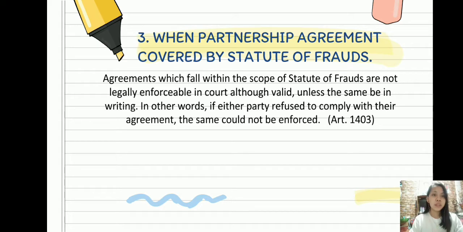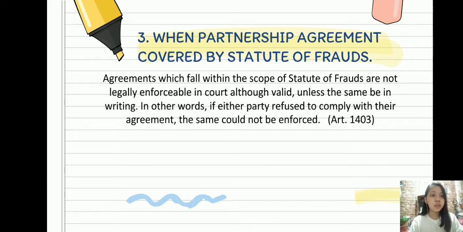Agreements which fall within the scope of Statute of Frauds are not legally enforceable in court, although valid, unless the same be in writing. In other words, if either party refused to comply with their agreement, the same could not be enforced. It is according to Article 1403 that is all about an enforceable contract. And under Section 2 is all about the scope of Statute of Frauds. So, according sa general rule natin, to be enforceable, hindi naman kailangan na nakasulat. It can be in any form. Pwedeng written, pwedeng oral. But if ang agreement nag-fall under Statute of Frauds, it must be in writing.